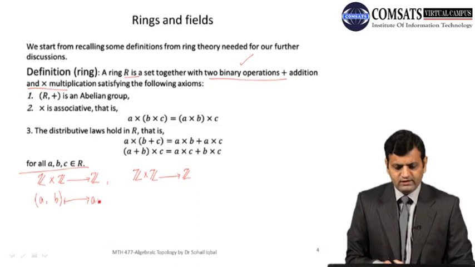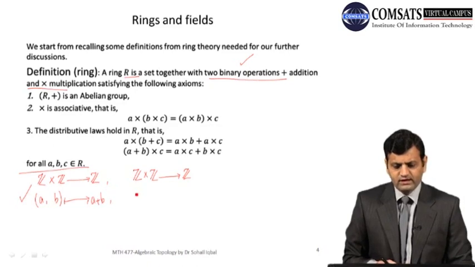So I can define it to be a plus b. And if a and b are integers, then the answer is going to be an integer. So this is a good binary operation. This is a binary operation on the set of integers.